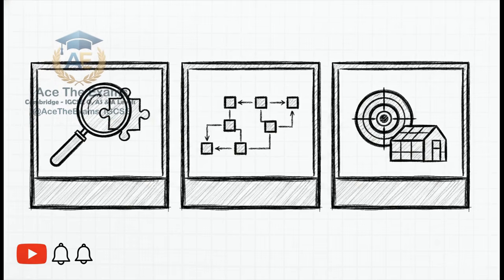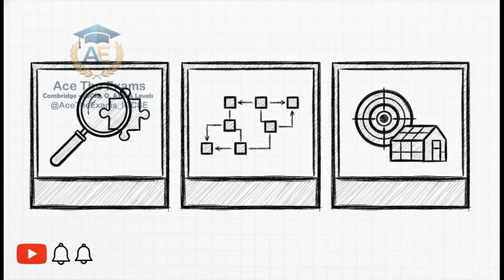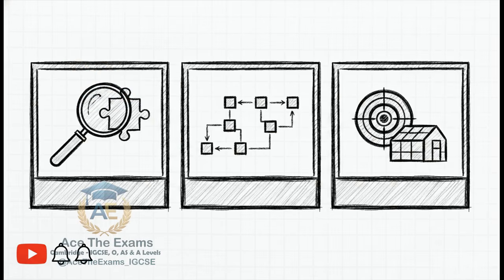Now listen closely. Students who implement these computer science strategies see an average improvement of 2 grade boundaries, but only if they practice consistently with our weekly videos.